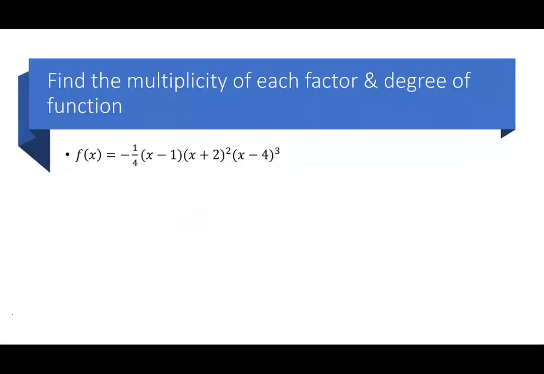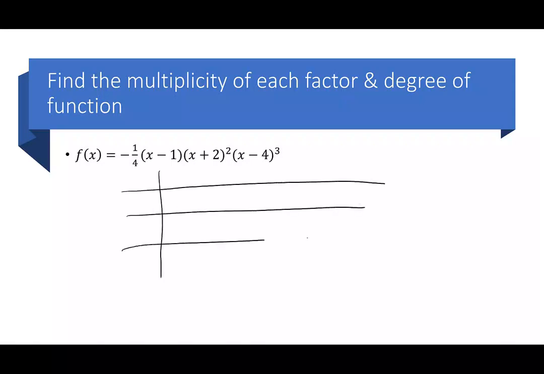So look at this function, f of x is negative 1/4 times x minus 1 times x plus 2 squared times x minus 4 cubed. We are going to find the multiplicity of each factor of this function and talk about the degree of the overall function. I like to make a chart to kind of organize what I'm doing. And the things that are going to go in this chart is we want to know the zero or the root, so whichever one you want to call it. We want to find the multiplicity, and then we want to know, is it going to touch or cross the x-axis when it gets to that 0?